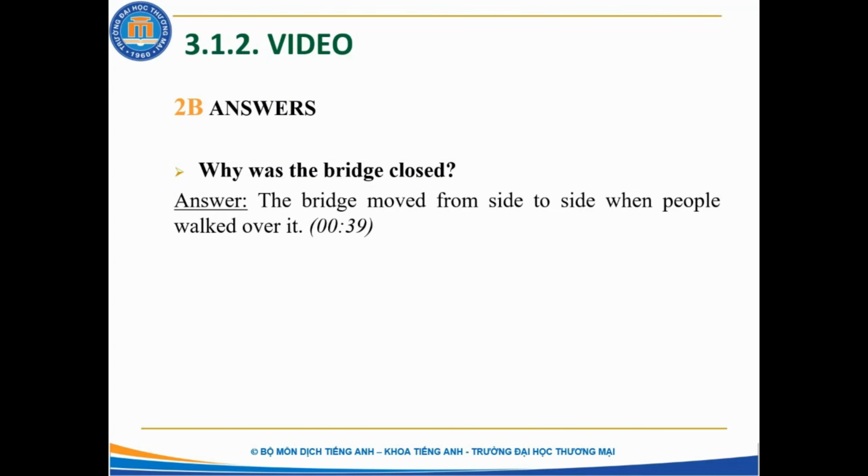Now let's check the answers together. Question number 1, why was the bridge closed? So after watching the video, can you find out the reason why the bridge was closed? Please have a look at the screen for the answer. The bridge was closed because it moved from side to side when people walked over it. You can find this information at the 39th second of the video.